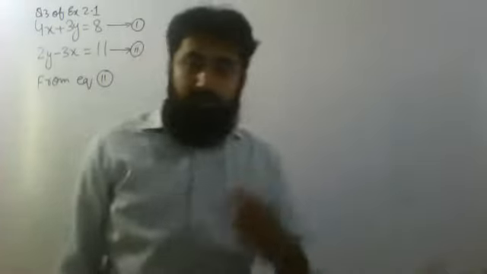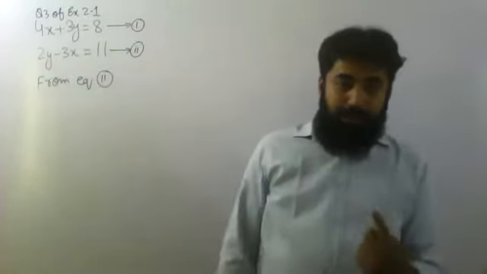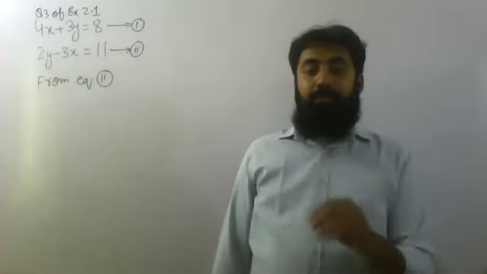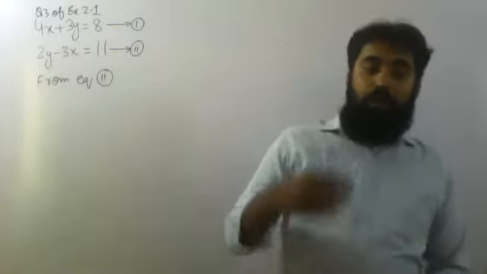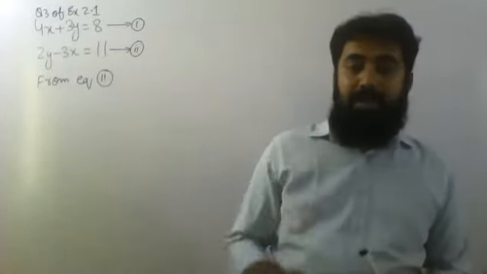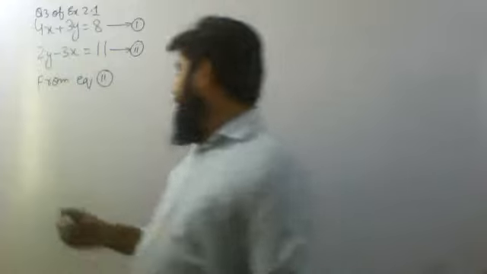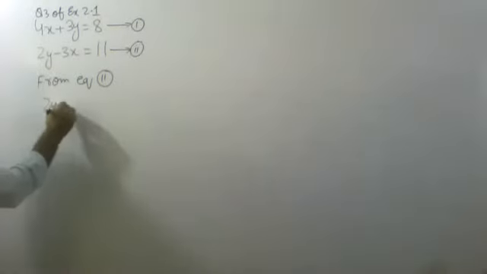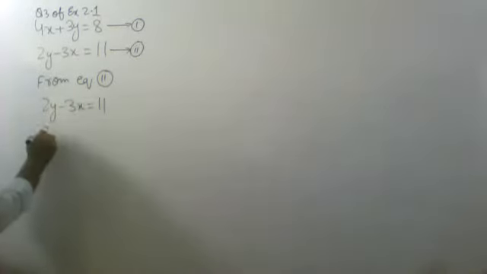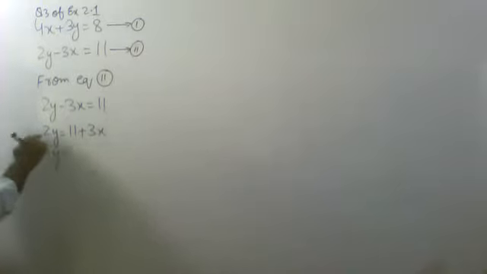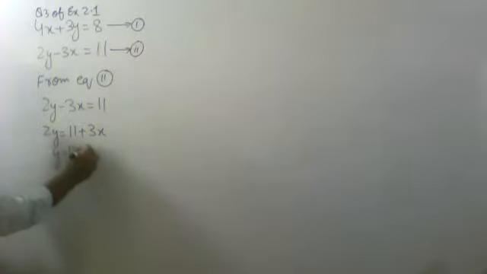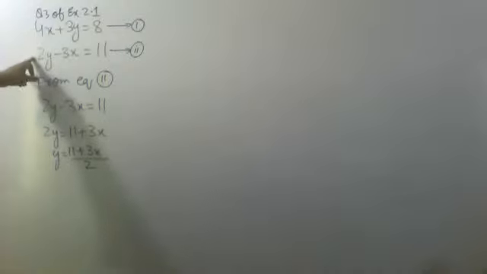In substitution, we know that we have to select a single equation of our own choice, and then we have to make any variable as the subject. Again, it's your choice, but we can go with the variable which is having a smaller coefficient. Okay, so 2y minus 3x equals to 11, and this will become 11 plus 3x. So y equals to, shifting this over here, 11 plus 3x over 2.